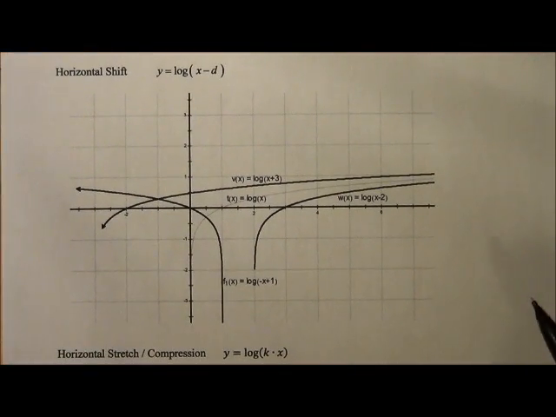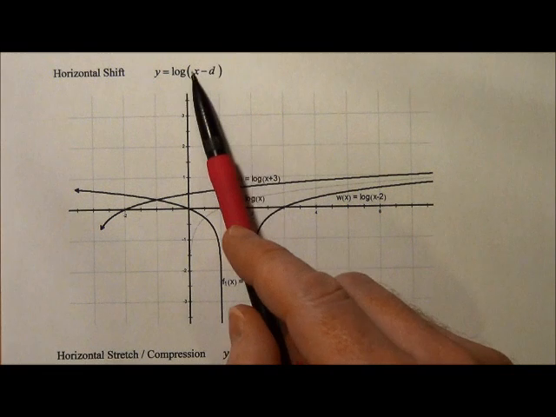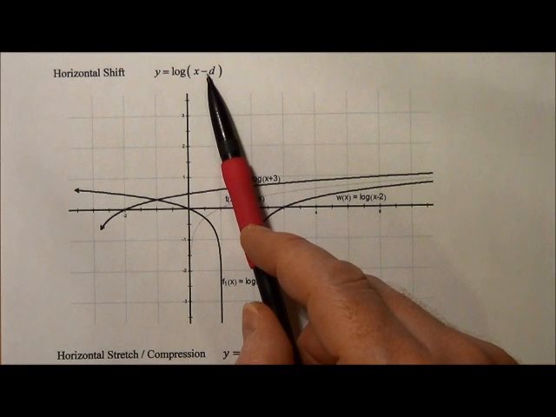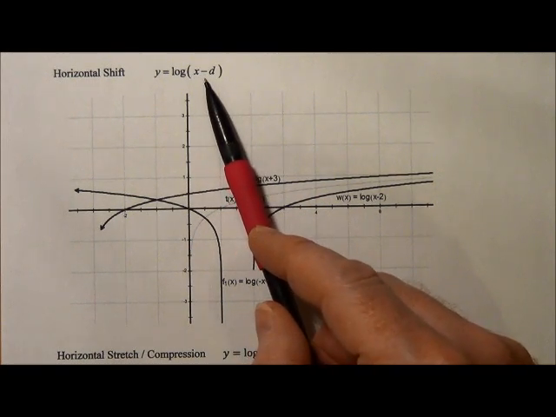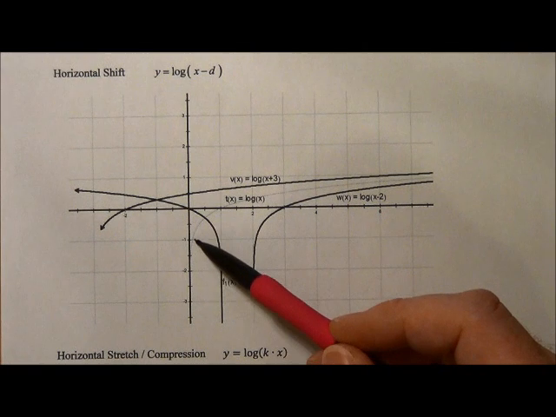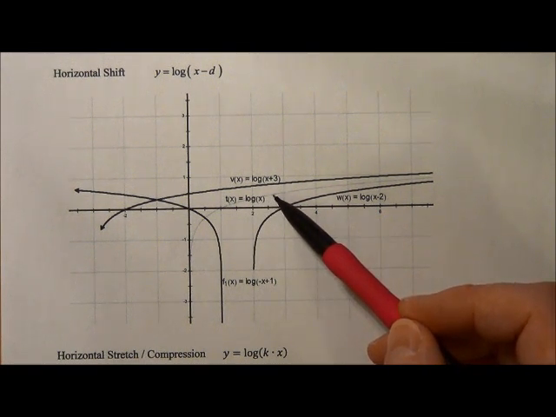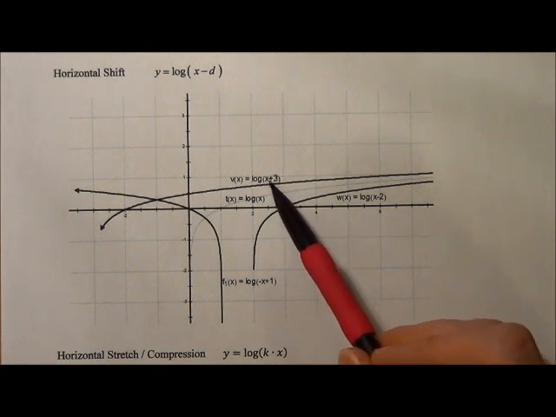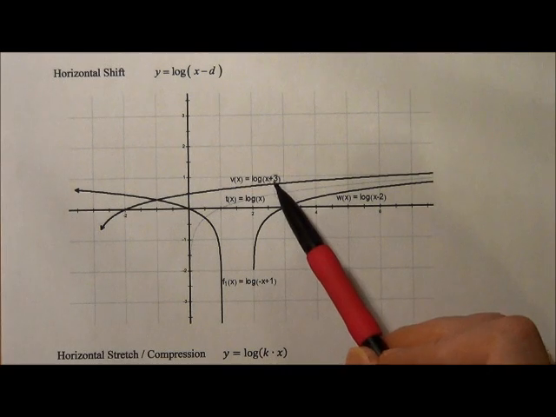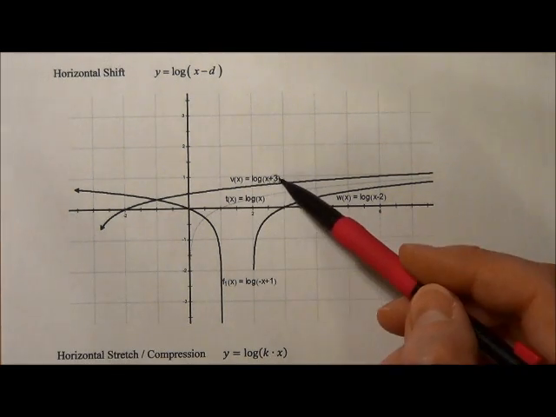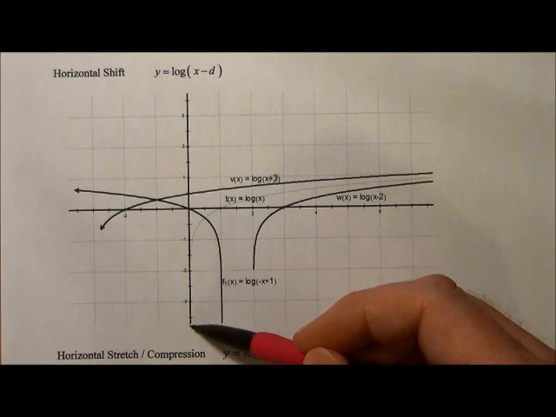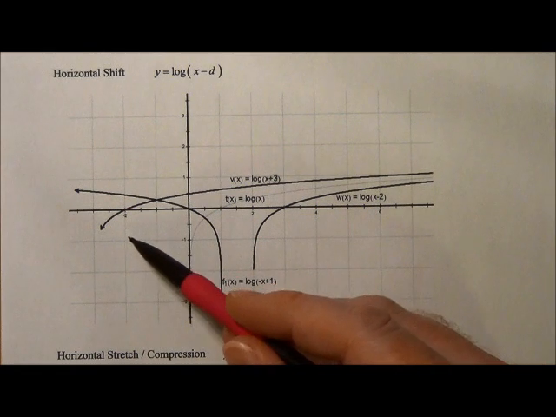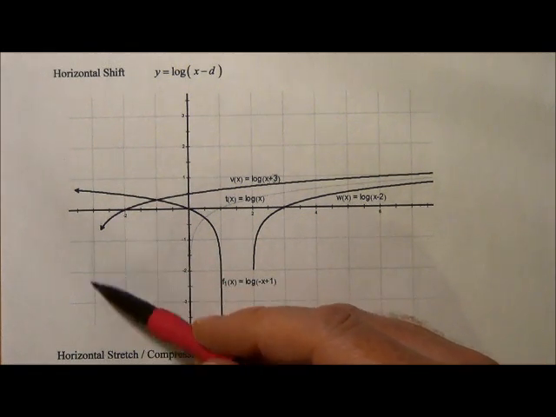Horizontal translations are indicated by an addition or subtraction of some constant inside the bracket with the x. Same kind of thing goes here. So here's the original function, log x. When it's log of x plus 3, 3 is subtracted from all the x values. If it's plus 3, it's subtracted, so it's moving to the left 3. So this vertical asymptote of x equals 0 gets shifted over to x equals negative 3.